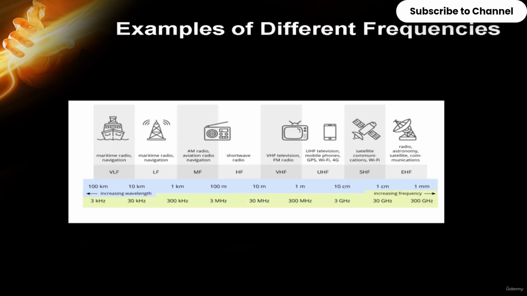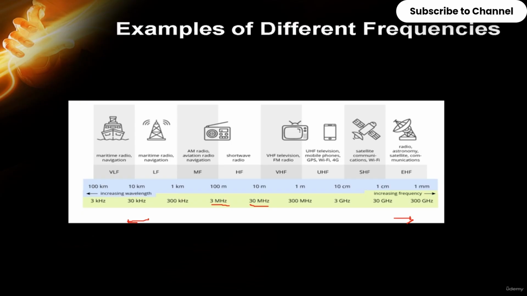So here you can see a clear idea of what we saw in the previous slides. The wavelength increases on this side and the frequency increases on the opposite side. As we saw in the formula, wavelength and frequency are inversely proportional. The very low frequency and low frequency bands are used for maritime radio navigation, and the medium and high frequencies, with the frequency ranges here, for example 3 megahertz, 30 megahertz, and so on.